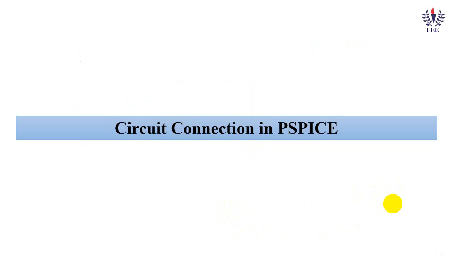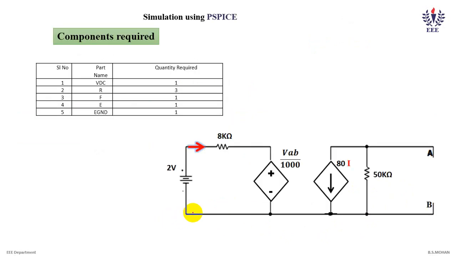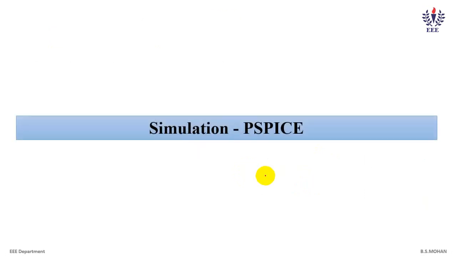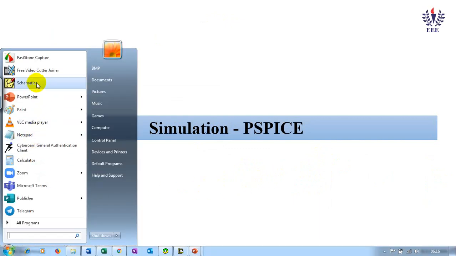Now let's move on to the circuit connections. You can see here we need one VDC, we need three resistances, the third resistance of 10 ohm, and then we need two dependent sources, one is F and one is E. We have already seen in the previous experiment under Thevenin theorem that this part name is E and this part name is F, which is the current dependent current source, and E is the voltage dependent voltage source. So let's move on to simulation.